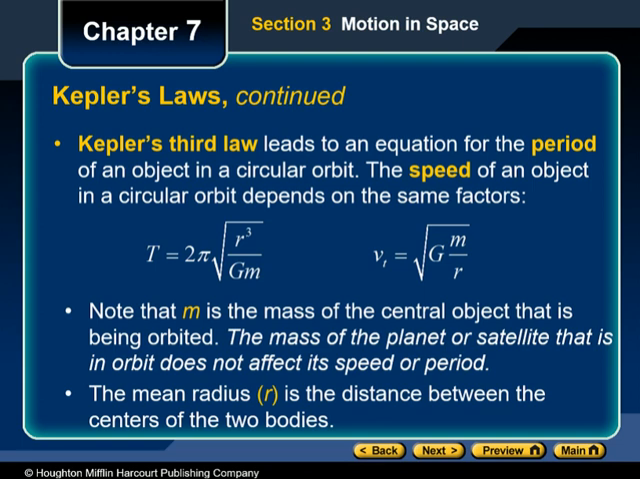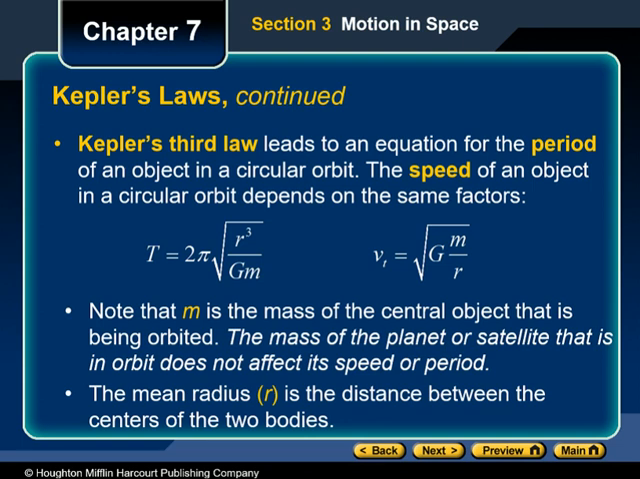The speed of an object that is in a circular orbit depends on the same factors that the orbit does, as is shown in this equation. The assumption of a circular orbit provides a close approximation for real orbits in our solar system, because all planets except Mercury have orbits that are nearly circular.